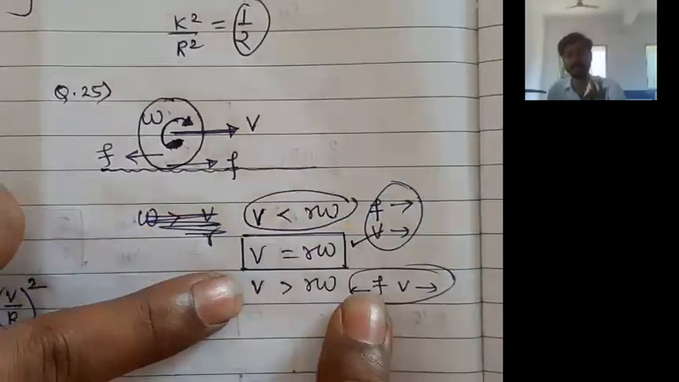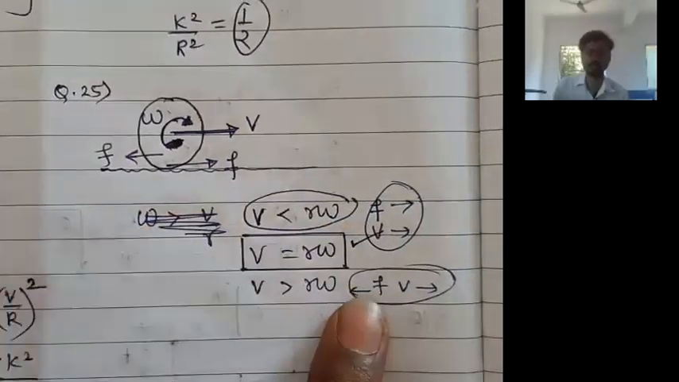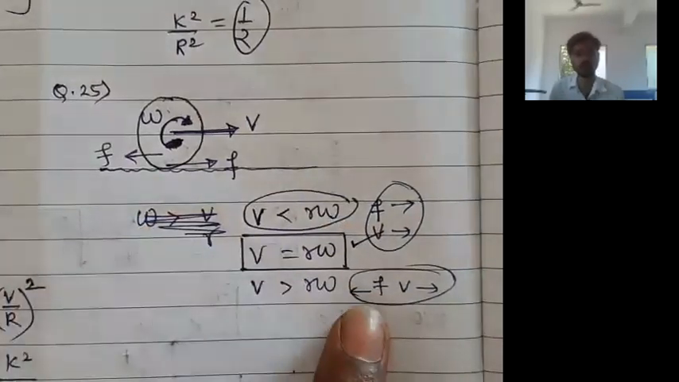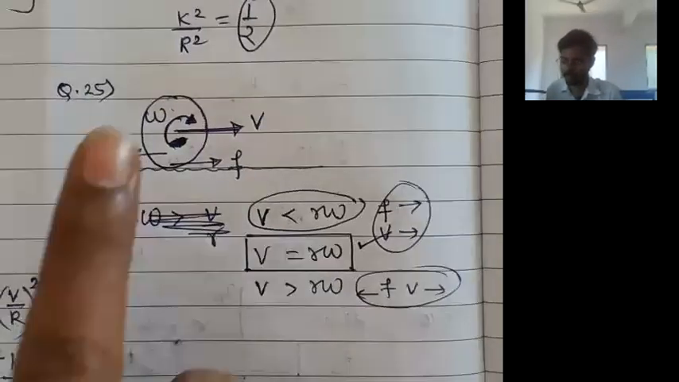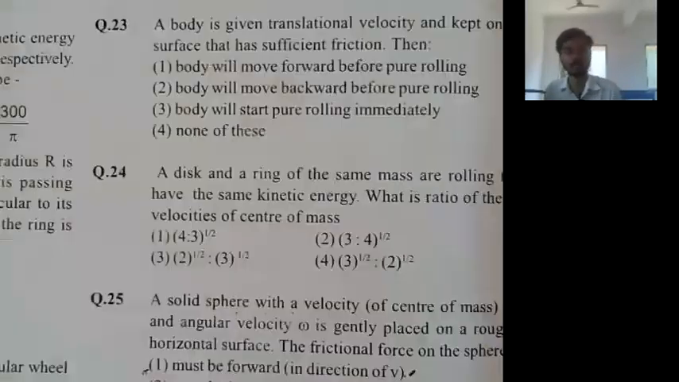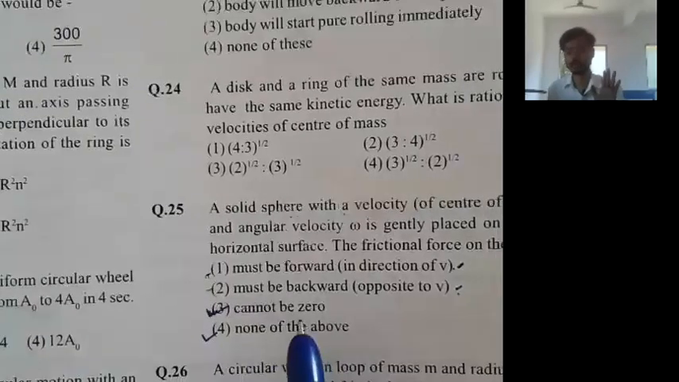Also friction can be zero, can be non-zero. Friction can be zero in rolling, and it can also be non-zero. So basically you cannot say that friction cannot be zero. It can be zero and it can be non-zero also. This option is also removed.